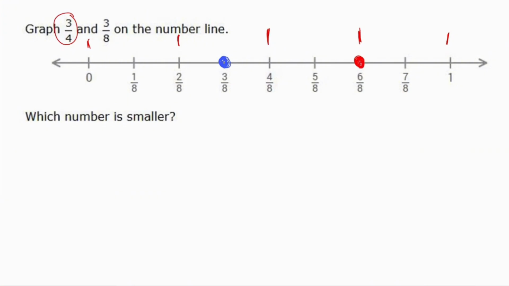Now, the question is being asked, which number is smaller, the 3/8 or the 3/4? Well, we learned that 3/8 is to the left of 6/8, 3/4, on the number line. And if it's to the left of a number on a number line, that's going to be my smallest number. So 3/8 in this case is my smaller fraction.